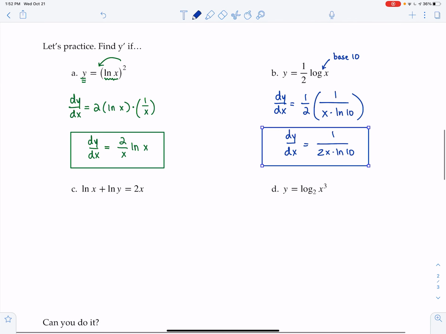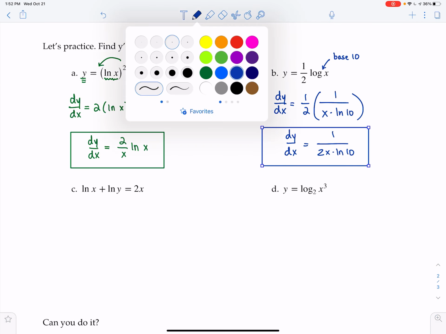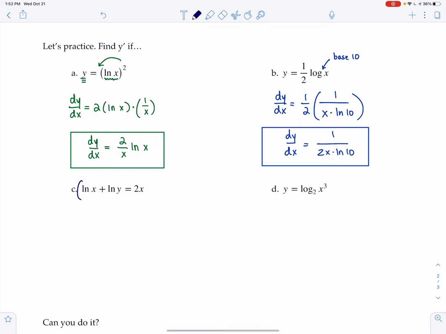Letter C, we've got a natural log of x and a natural log of y, but at this point in the unit, you are implicit differentiation pros, and that's exactly what we're going to do. We're going to take the derivative of both sides with respect to x. So the derivative of the natural log of x is 1 over x. The derivative of the natural log of y is 1 over y, but don't forget to employ the chain rule because it's a different variable than what we're taking the derivative with respect to. On the right side, the derivative of 2x is just 2.